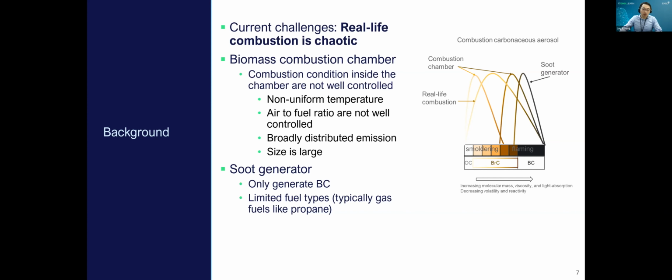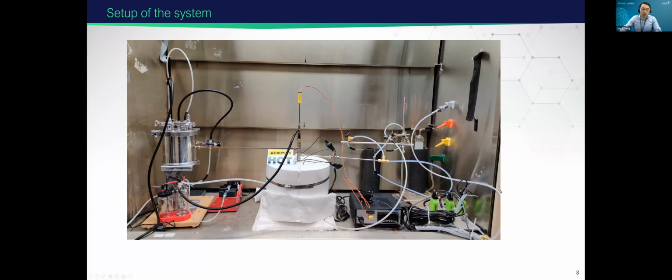Another example is a soot generator, and as you can tell from its name, it mainly focuses on black carbon, and it is also limited in fuel types, typically using gas fuel such as propane. So our motivation is to build a controlled combustion system where we can control the air-to-fuel ratio and the combustion temperature for different types of fuels.